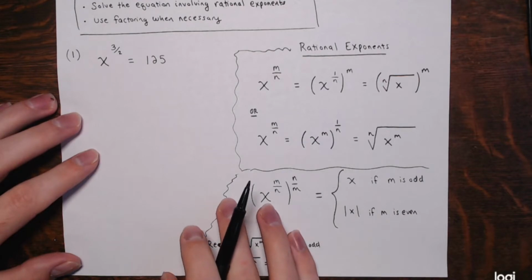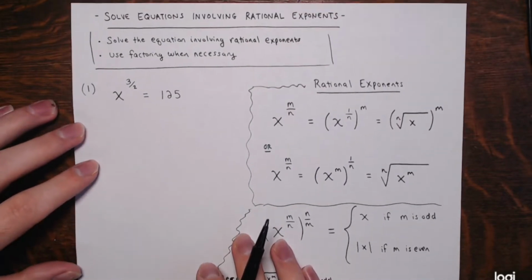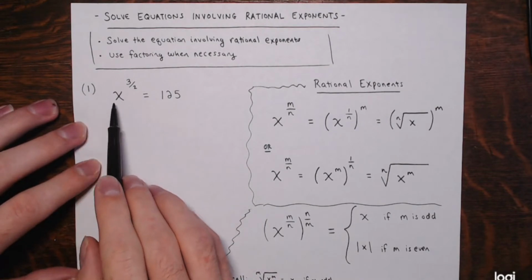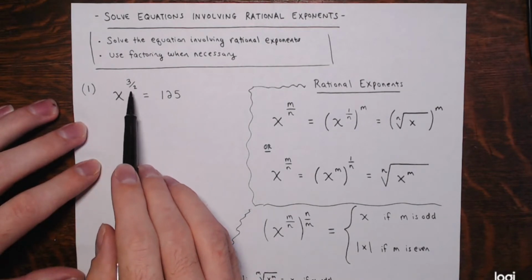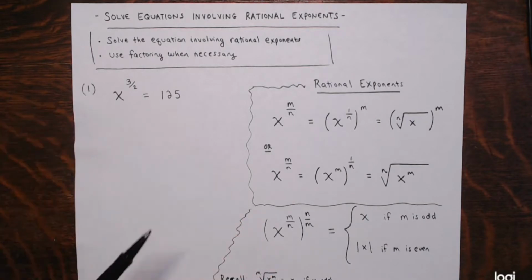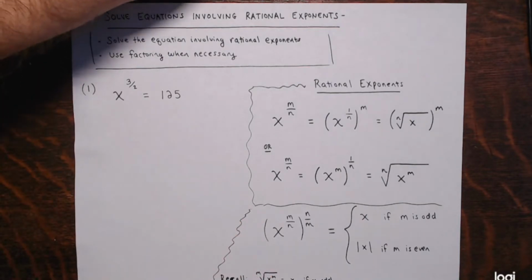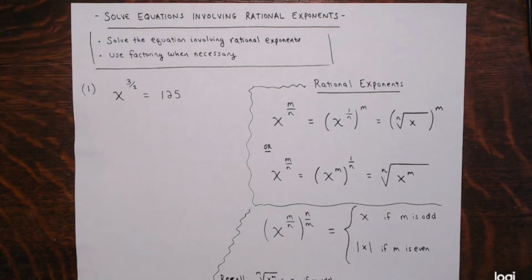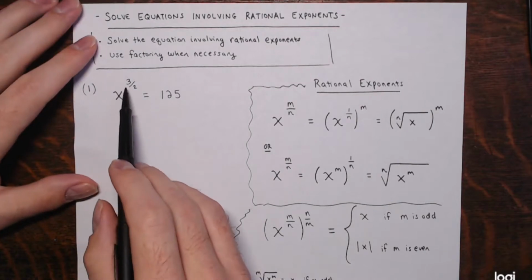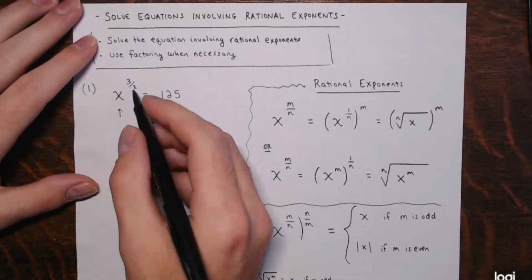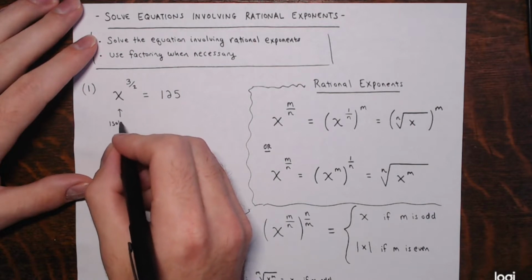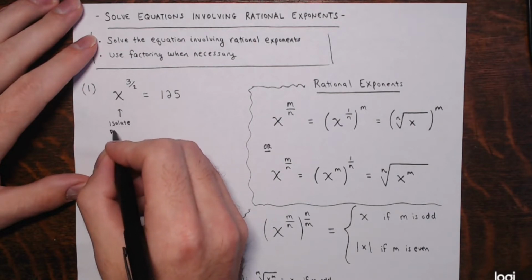Okay, so my first example. You have x to the 3/2 power equals 125. Now this is one where I'm going to show you how to do these in multiple ways. There's really no one set way to solve such an equation. Now one way is just to isolate the power, and there's only one term with a power here.